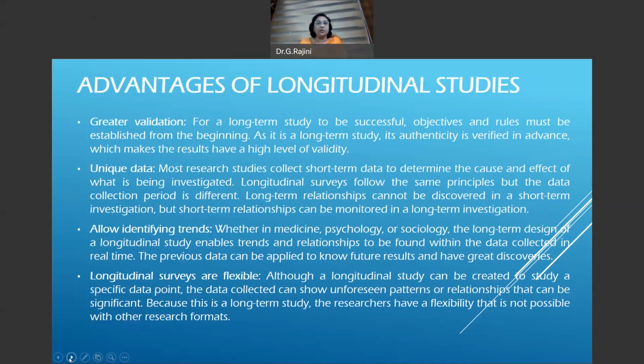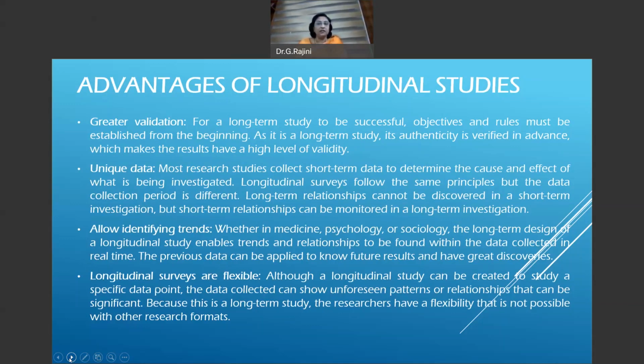The data is very unique. Most research studies collect short-term data to determine the cause and effect of what is being investigated. In a longitudinal study, they follow the same principle, but the data collection period is different. Long-term relationships cannot be discovered in a short-term investigation, but short-term relationships can be monitored in a long-term investigation.